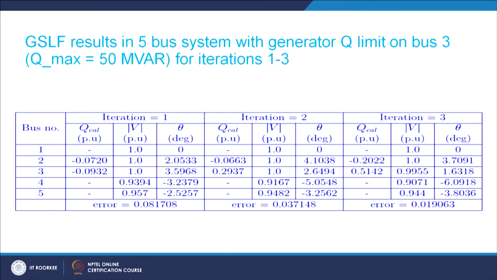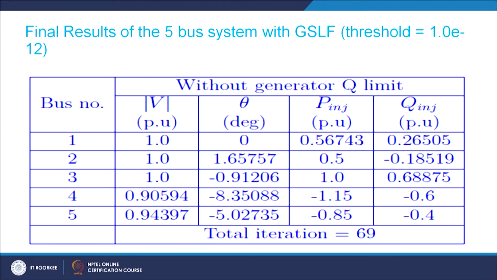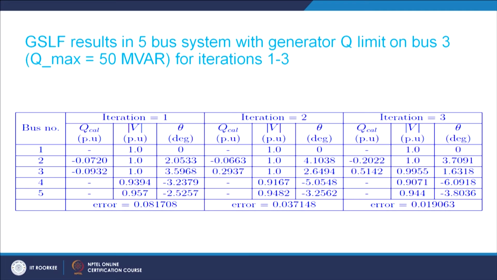Now we consider this limit on bus 3. In our generator we now have a limit of 50 MVAR. What we have found is that generator 3 is actually generating 68 MVAR. Now we are considering that bus 3 is a generator and it can only supply up to 50 MVAR, not more than that. Therefore, bus 3 will now be shifted from PV to PQ bus. So now we again start this calculation.